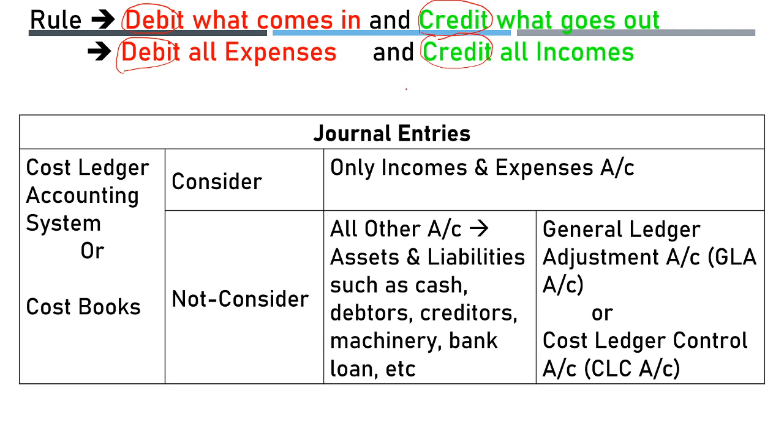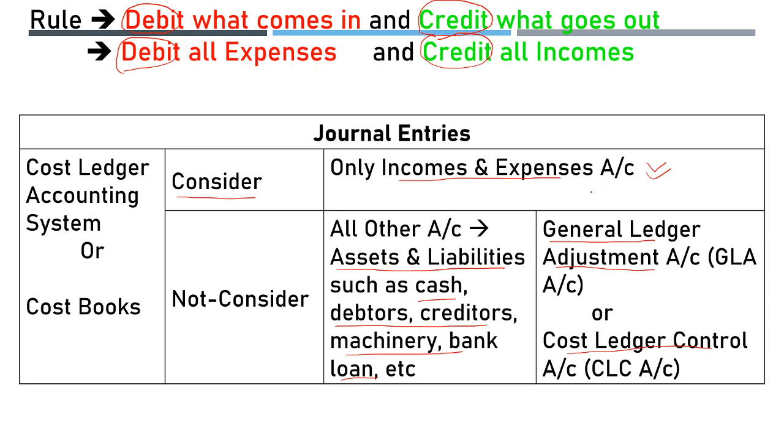Now in the non-integrated accounting system or the cost books, we only consider income and expense related transactions. For all other transactions that are related to assets and liabilities such as cash, debtors or creditors, machinery, bank loan, for all other accounts we open a separate account which is known as general ledger adjustment account or cost ledger adjustment account. So for all the assets and liabilities accounts, we open the GLA account and we consider only income and expenses accounts in cost books.